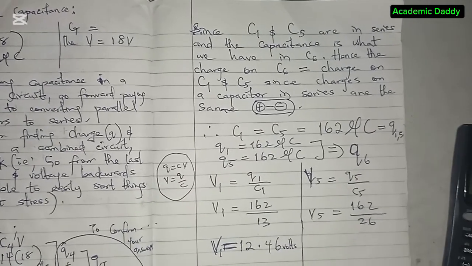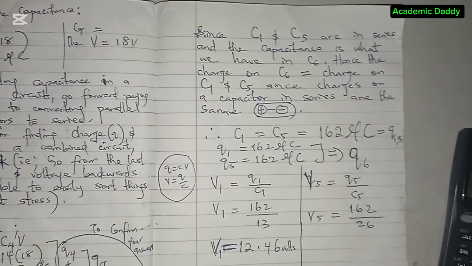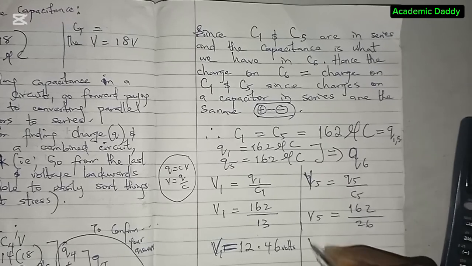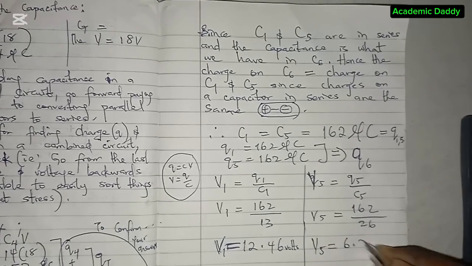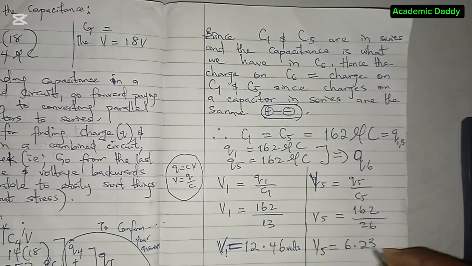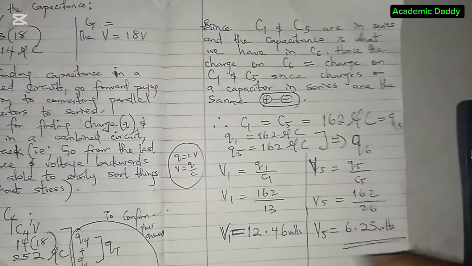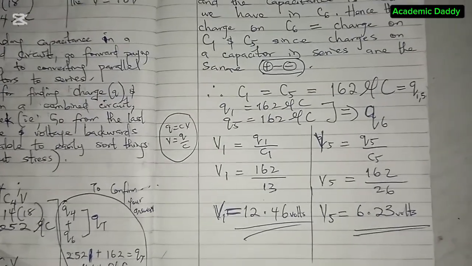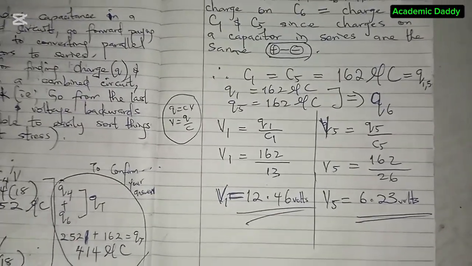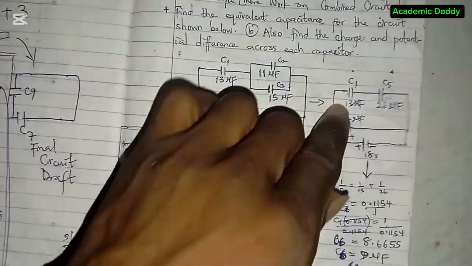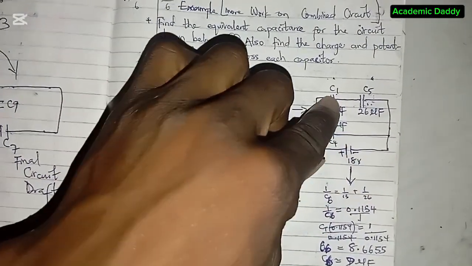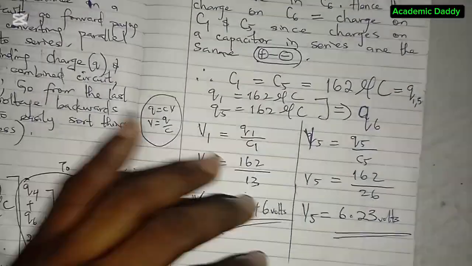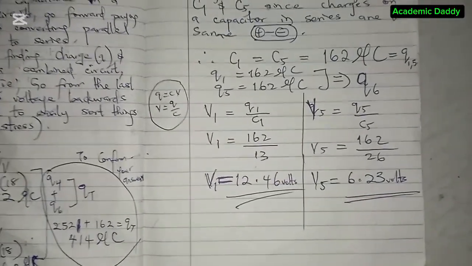Then the second one, V5, will be 162 divided by 26. So I have V5 equal to 6.23 volts. So notice that it is decreasing. It's almost as if it's always decreased in such a way that the ratios are almost halved. So you need to know that. So this one, as it enters the first one, then it drops. So that's the voltage.